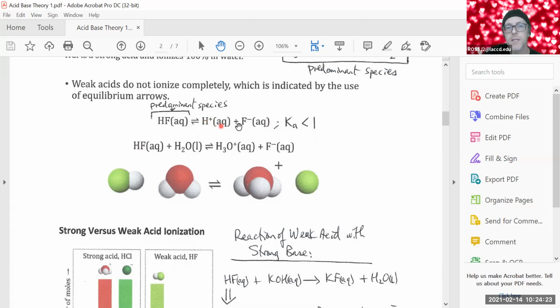So it would be misleading to write H plus and F minus for a weak acid HF. We would just say it's HF aqueous. Okay, so they are the predominant species. That's where the vast majority of the molecules are shifted to.